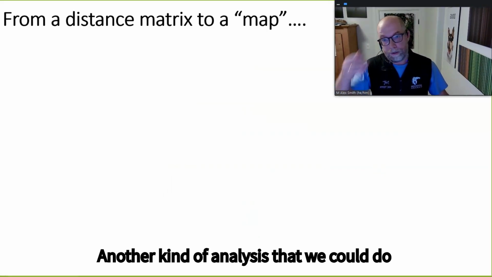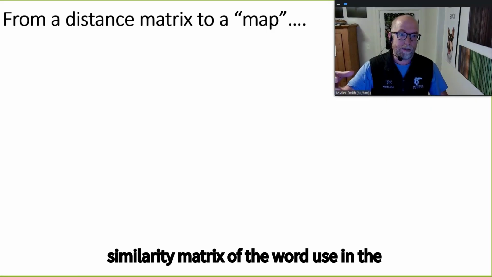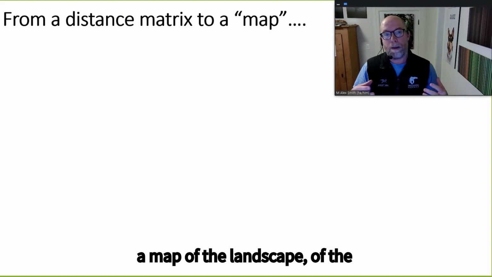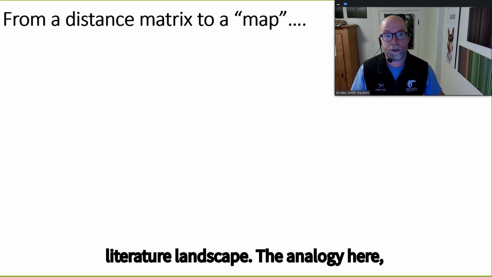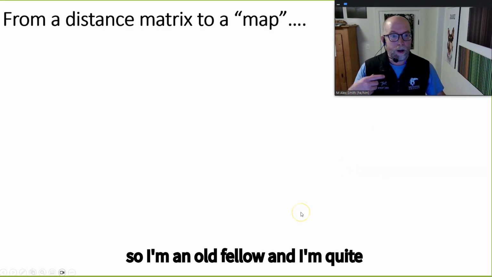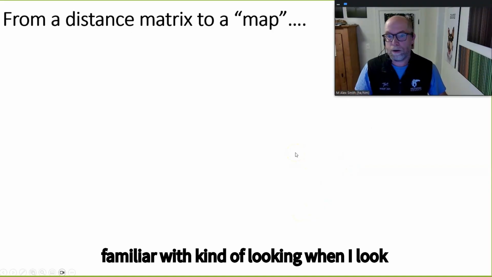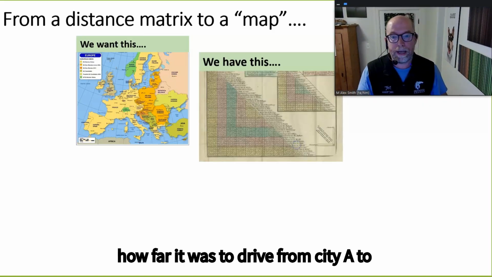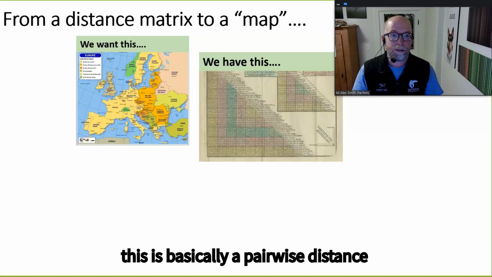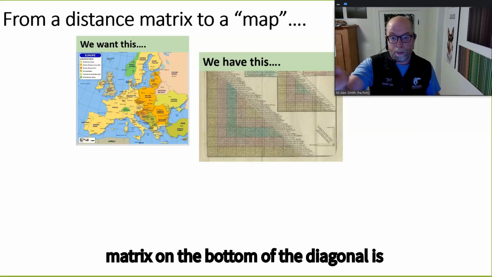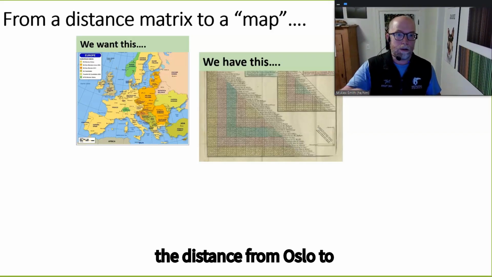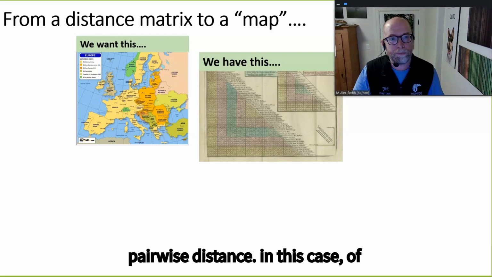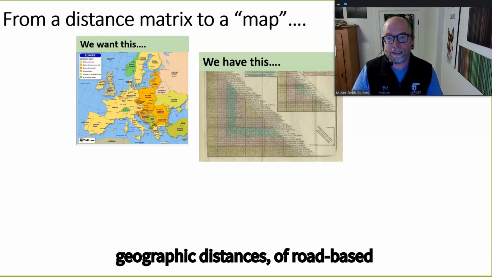Another kind of analysis that we could do is to use that similarity matrix of the word use in the abstracts of all the papers in the database that Christina has made to build a map of the literature landscape. The analogy here: I'm an old fellow, and when I look at a map to figure out how far it is to drive from city A to city B, I would be looking at this. This is basically a pairwise distance matrix. On the bottom of the diagonal is the distance from Oslo to wherever, just the pairwise distance, in this case of geographic, road-based distances.